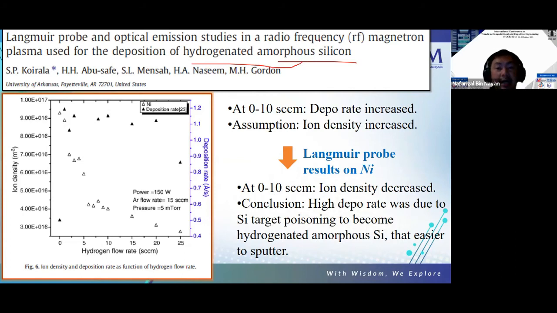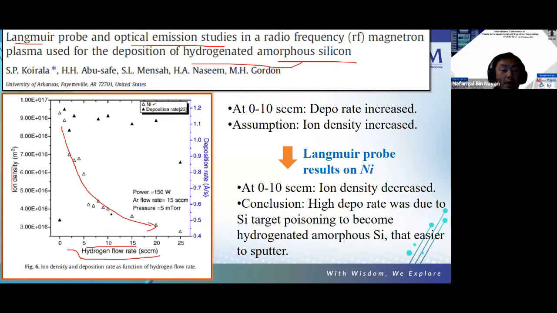They use an RF magnetron sputtering plasma, and they study it using a Langmuir probe and the optical emission spectroscopy technique. So this is how the result looks. They can vary the hydrogen flow rate and then study the ion density. The ion density is shown by, I think, Ni here, the white triangle. When the hydrogen flow is increasing, the ion density is decreasing.